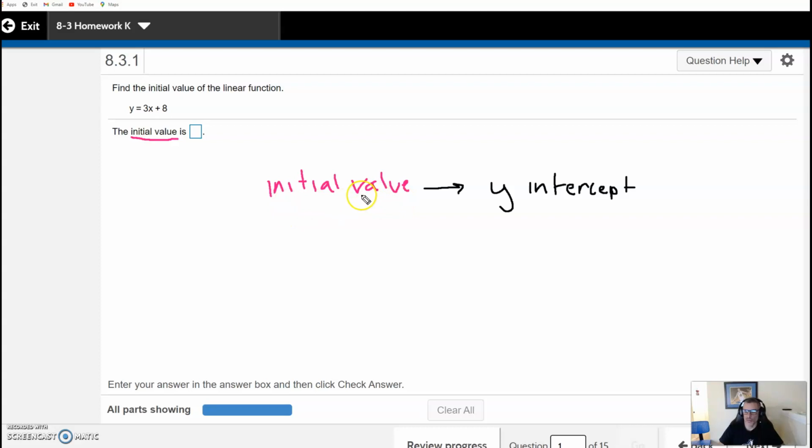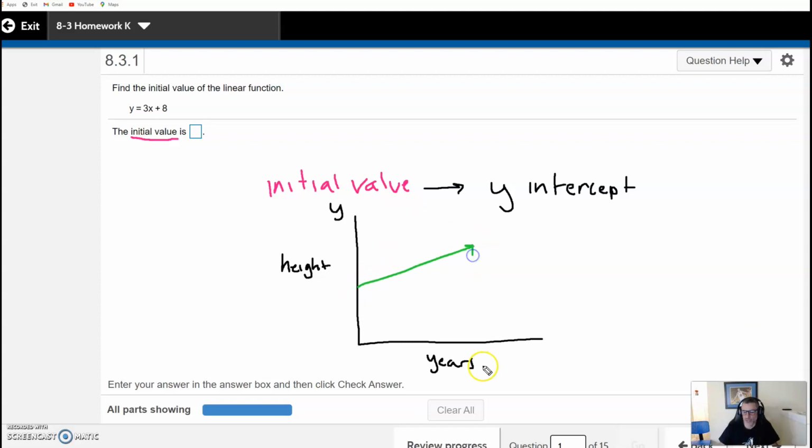Initial value would be, hey, we're actually measuring something. We're measuring how tall a tree is. So maybe I have a graph that looks like this, and on the y-axis, we're measuring the height of this tree, and on the x-axis, we're measuring over years. Now trees in general get taller, all right? So we might have a line that looks something like this.